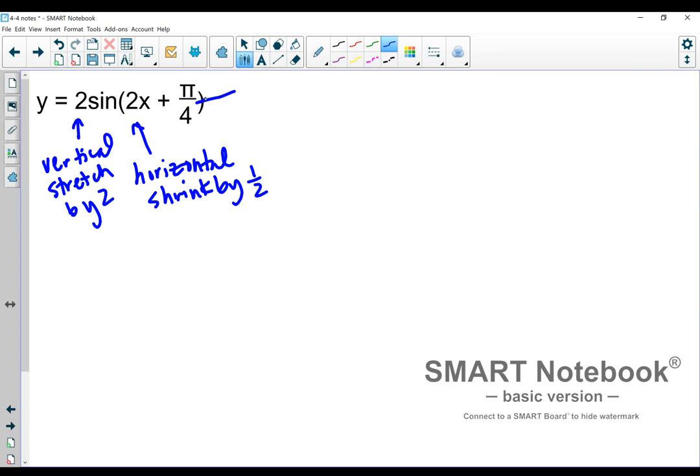And this pi over 2 is a phase shift. And again, inverse. So instead of plus pi over 4 units, it's going to be minus pi over 4 units. So pi over 4 left.